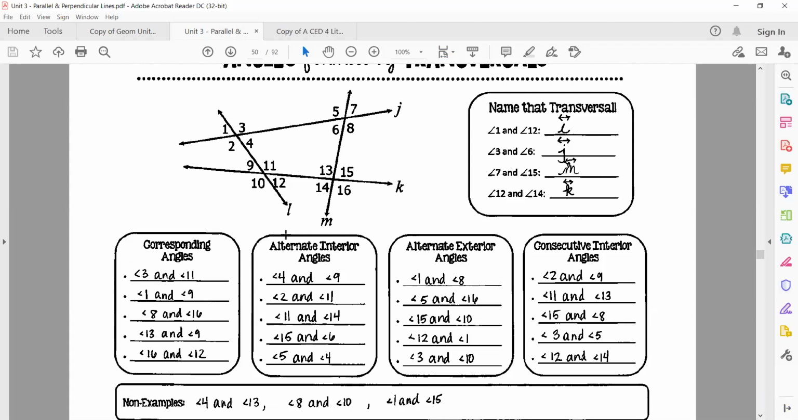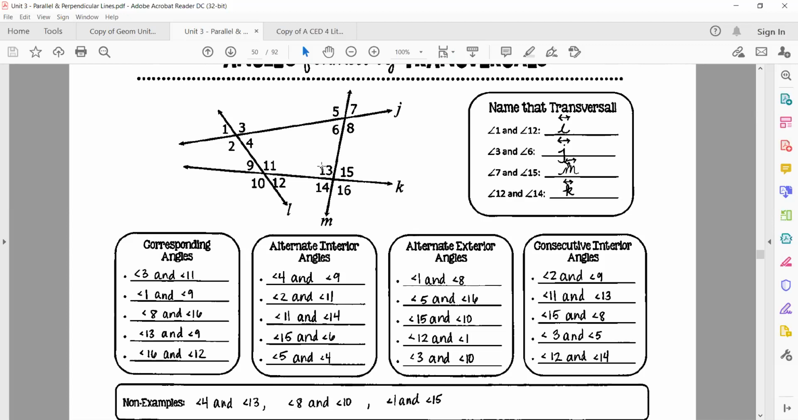And the key to all the rest of these definitions is this part up here. Name that transversal. So for angle 1 and angle 12, L is the transversal because that's the line those two have in common. Angle 3 and angle 6, here they are. Those are both on transversal J.